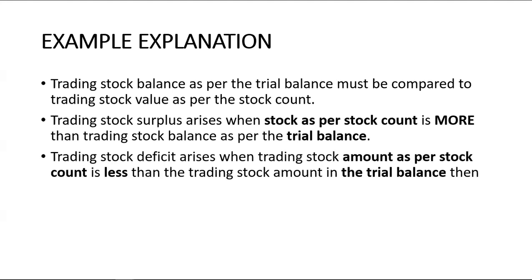Now, a trading stock deficit arises when the trading stock amount as per the stock count is less than the trading stock amount in the trial balance. Let me go back to the example that I gave you, where our trading stock in the trial balance is 12 Rand, but what we have counted is 10 Rand. Between the 12 Rand and the 10 Rand, which one is the accurate one? Which one can you bet on and say this is the correct value? It is the 10 Rand, meaning the one that you have in the trial balance must come down. So when the one in the trial balance goes down, that difference is an expense. And that's what we call a deficit.